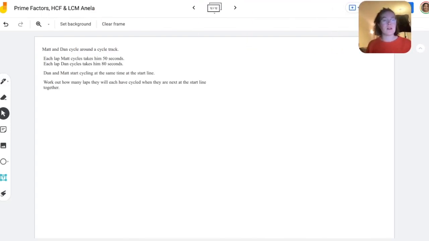So Matt and Dan cycle around a cycle track. Each lap Matt cycles takes 50 seconds. Each lap Dan cycles takes him 80 seconds. So Dan and Matt start cycling at the same time at the start line. So work out how many laps they will each have cycled when they are next at the start line together.